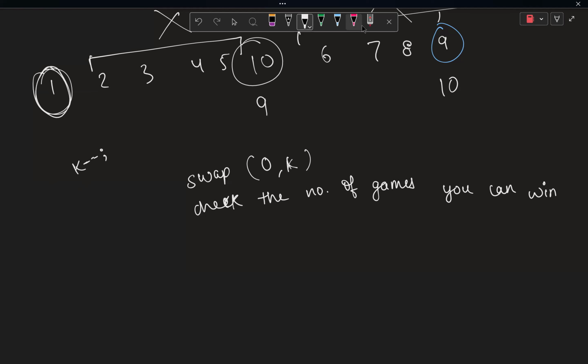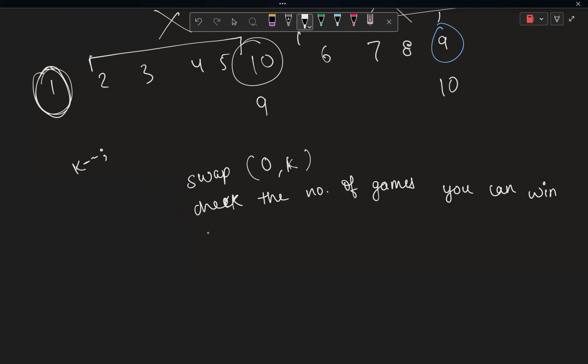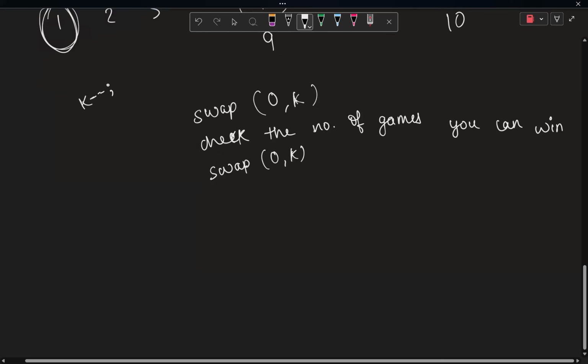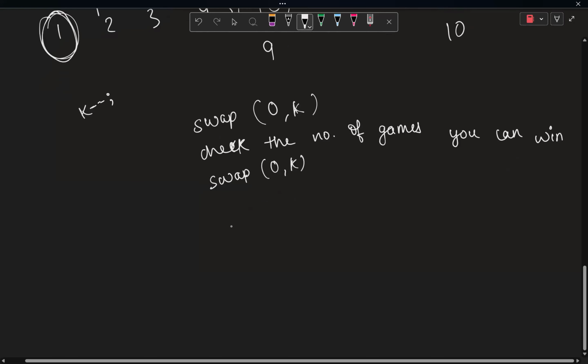Right. Okay. Just come up here. Swap your cow with the zeroth cow. Check the number of games you can win. Then swap 0 comma k once again. So basically you got your cow back at the first place, as if you never swapped with the zeroth cow. Then check what will be the number of games you can win if you swap with the first element which is greater than you.